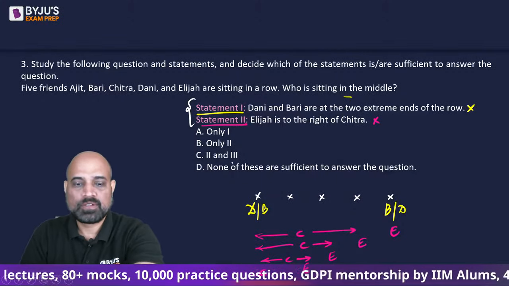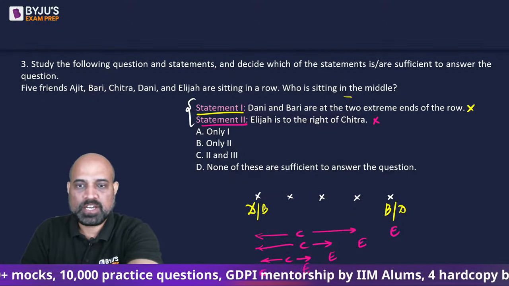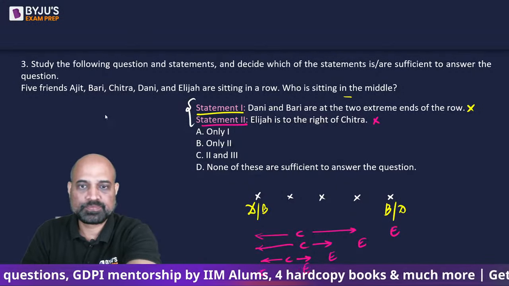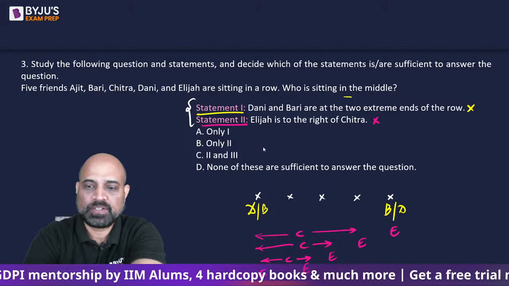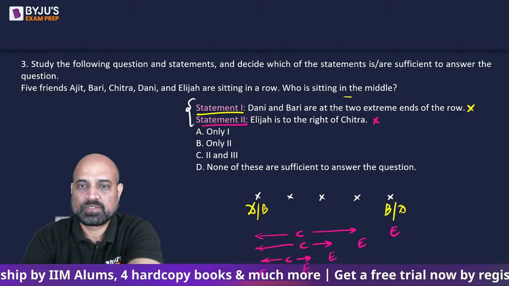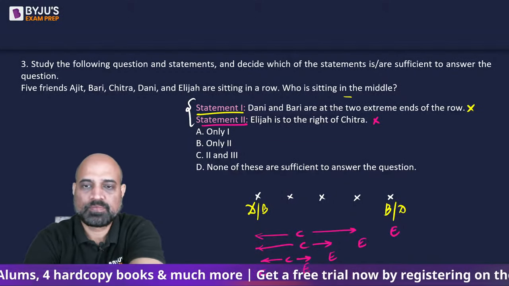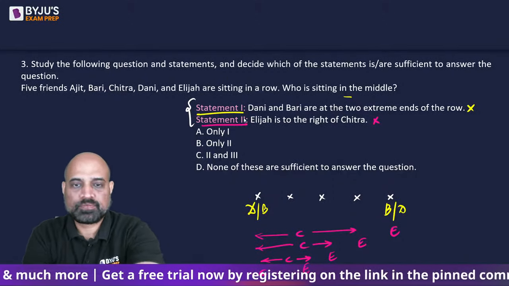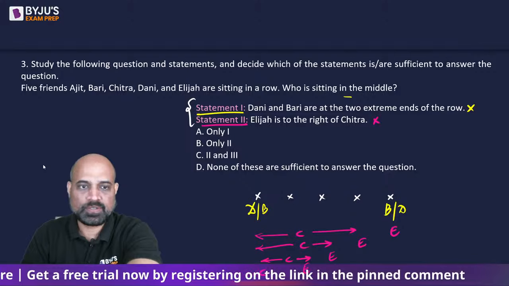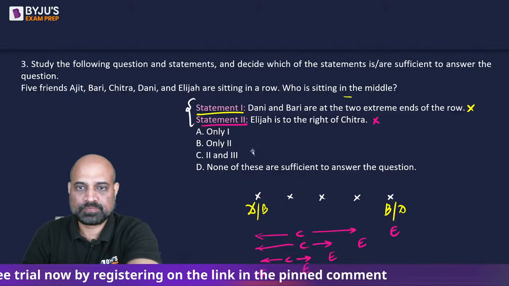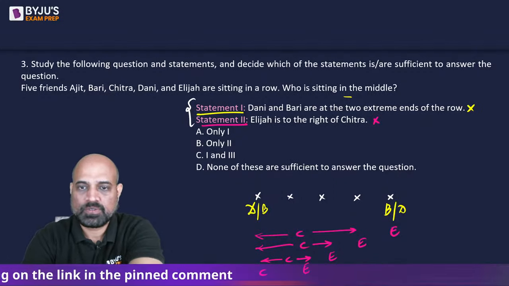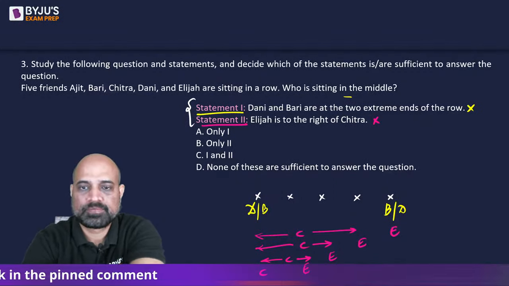Hold on, it should have been only 1 and 2 and not 2 and 3. Yeah. One second. There is no third statement, isn't it?